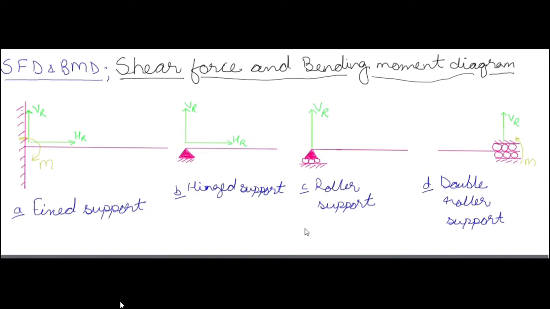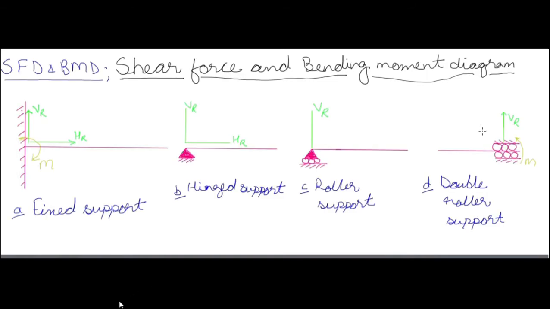So at the fixed end, we have three reactions. First one is vertical reaction, then horizontal reaction, and the moment at the fixed end. Means there will be a moment at the fixed end experienced by the beam.